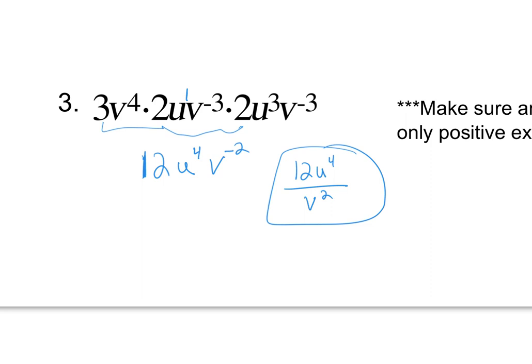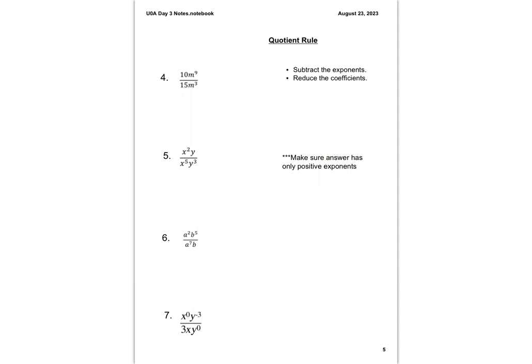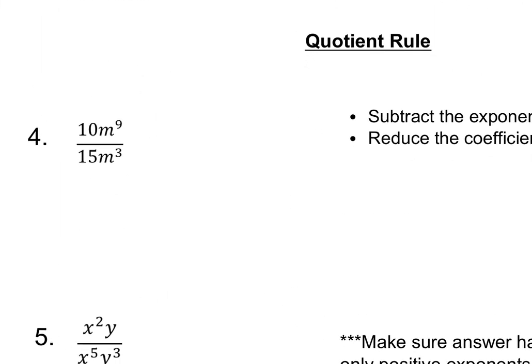We're going to take a couple days on this stuff. It's not something that we're going to do in one day. You're going to have time to look at these again tomorrow. So I got some quotient rule ones. (10m to the 9th) divided by 15m to the 3rd.